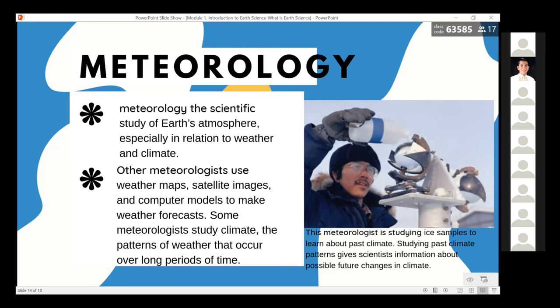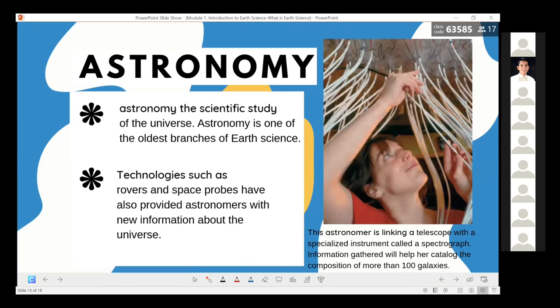So let's proceed. Next we have astronomy. Perhaps when you reach third year, this will actually form part of your major course, MC Science 5, astronomy, wherein you will be dealing with the universe beyond the Earth. That is astronomy. Technologies such as rovers and space probes have also provided astronomers with new information about the universe. So there, we see an astronomer linking a telescope with a specialized instrument.